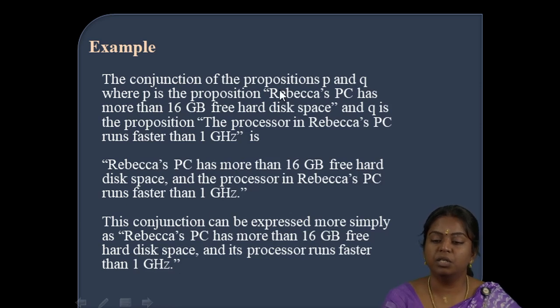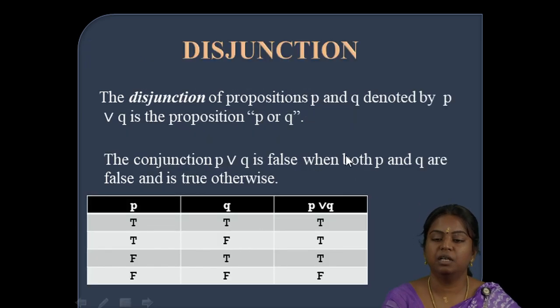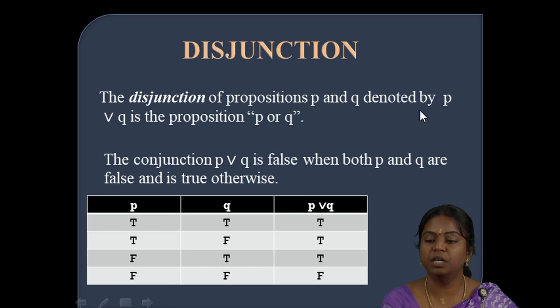Thus, the conjunction of two propositions P and Q is nothing but expressing two propositions joined by the connective AND. Now let us learn the concept of disjunction. What is disjunction? The disjunction of the propositions P and Q is denoted by the symbol P or Q.